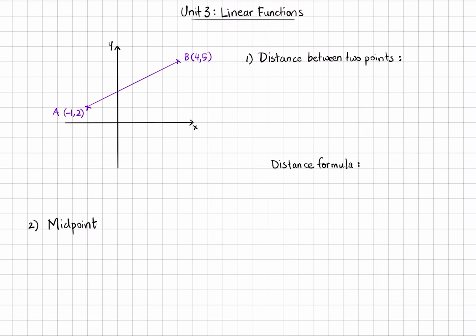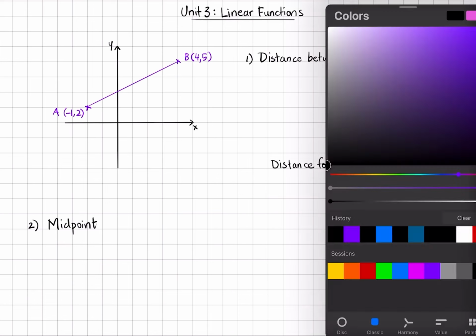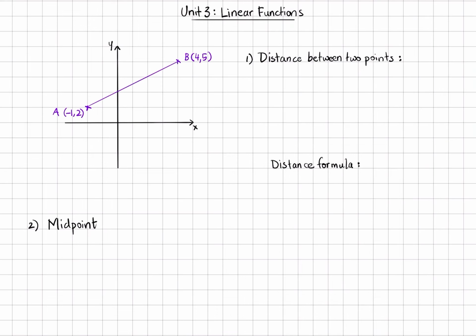So if we look here, we have 2 points. I've already connected a line between them, but sometimes the line might not be there at all. Okay, but you'll be given 2 points. So my first point is A, and A has coordinates -1, 2, and then point B has coordinates 4, 5.